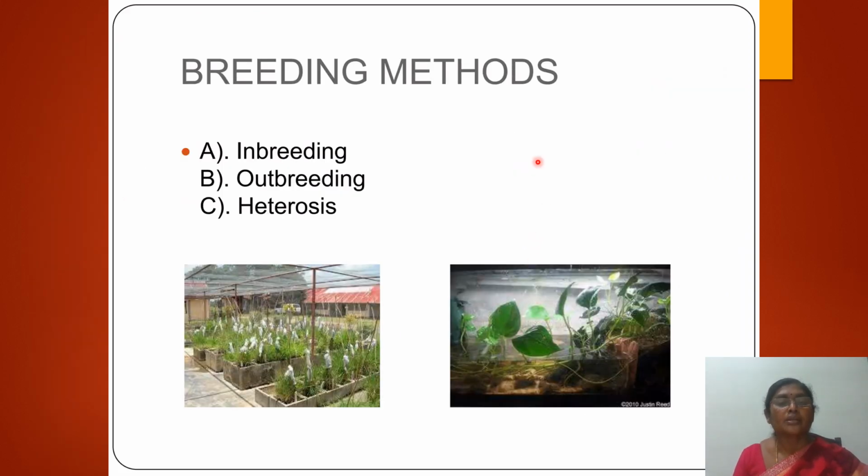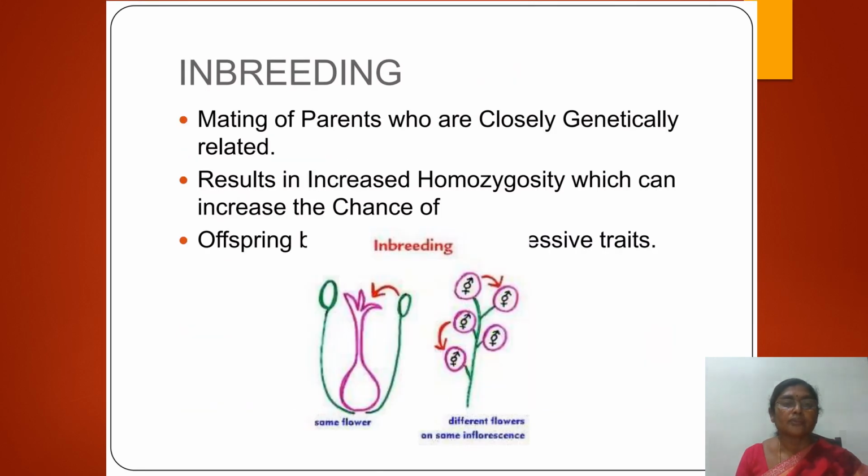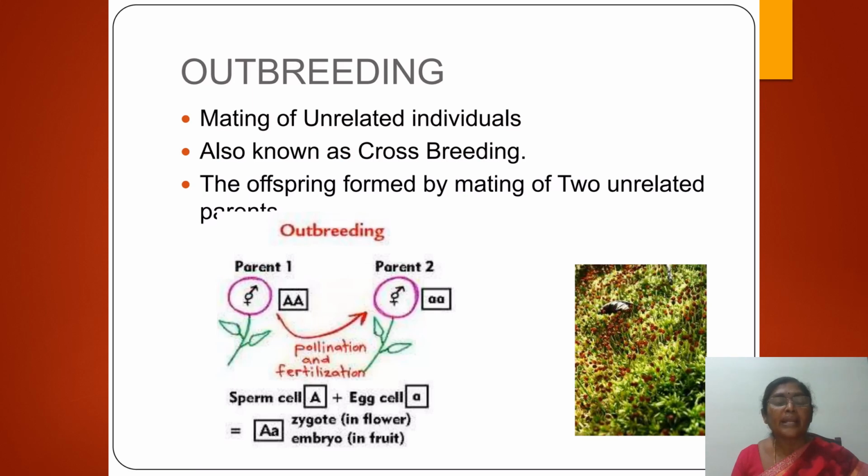Breeding methods. First one, inbreeding, outbreeding and heterosis. What is inbreeding? That is mating of parents who are closely genetically related with each other. It results in increased homozygosity, which can increase the chance of offspring showing recessive traits. So that is inbreeding. What is outbreeding? Mating of unrelated individuals, also known as crossbreeding. The offspring formed by mating of two unrelated parents.